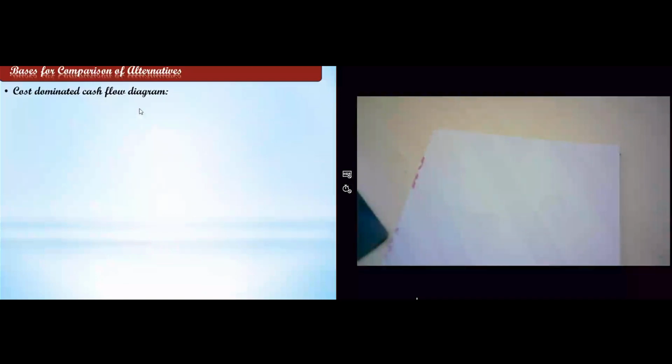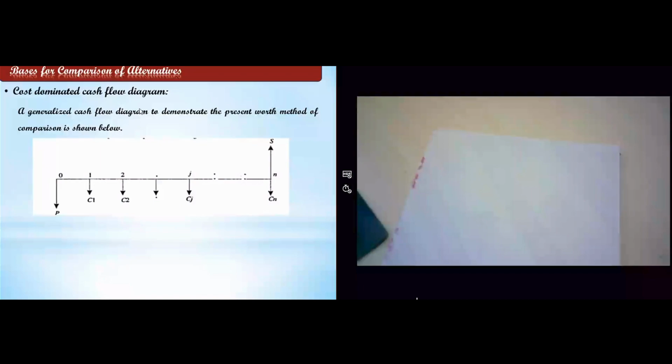So this is the cash flow diagram for cost dominated. You can see that on the screen. Students, are you able to see the screen? Yes, sir. Fine. So this cash flow diagram is a general representation of cost factors, a cost dominated cash flow diagram. It's a simple representation, and this concept we have already studied.